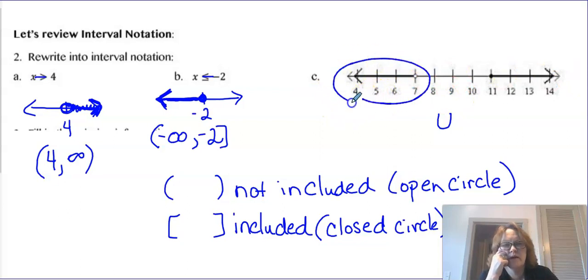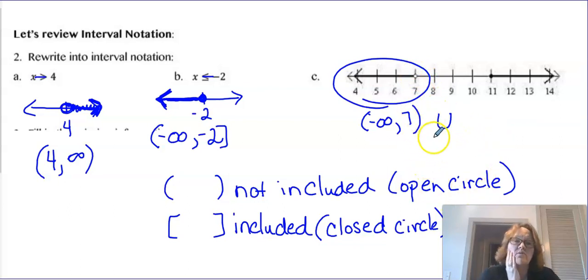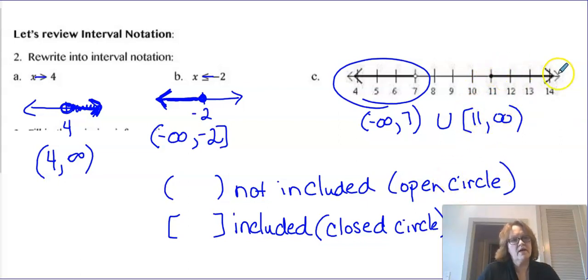So let's look at this part right here. This part goes from negative infinity up to the 7. The 7 is not included because you see there's an open circle right there, so we use parentheses for that 7. And then we have our little symbol here. And then it starts back up at the 11, and it goes to positive infinity. That's always going to have parentheses. This one has a closed circle, though, so that means the 11 is included in that interval, so we would use a bracket instead of parentheses.